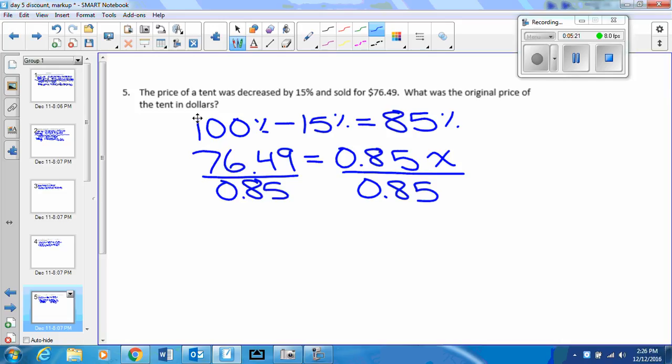When I divide it out, 7649 divided by 8,500, I'm going to have to round because I'm getting a strange answer. So because we're dealing with money, it'd be $89.99 with rounding.